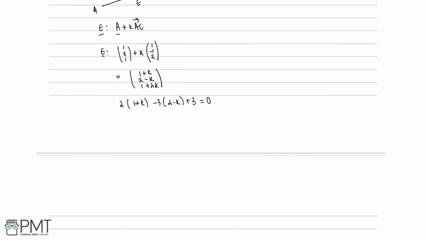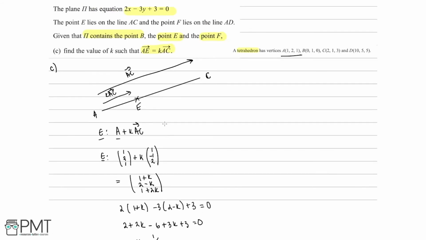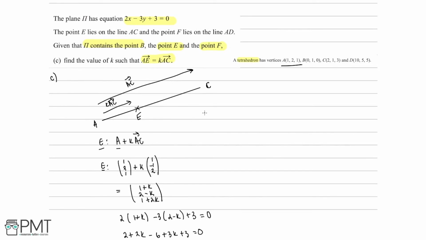And using this, we can solve the equation for K, so we will have 2 plus 2K minus 6 plus 3K plus 3 is equal to 0. And hence, K is equal to 1/5. And this is our answer to the question, because we want to find the value of K such that AE is equal to KAC. Now the marks for C are allocated as such.